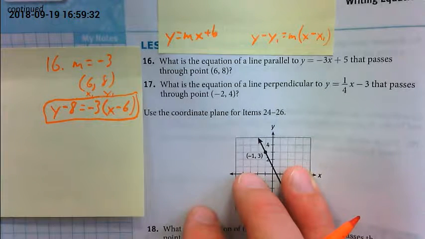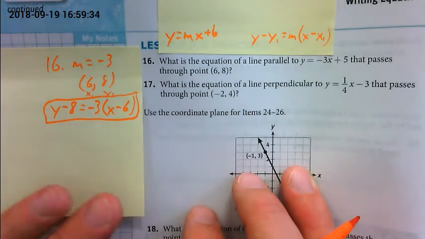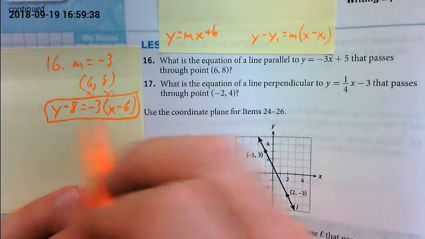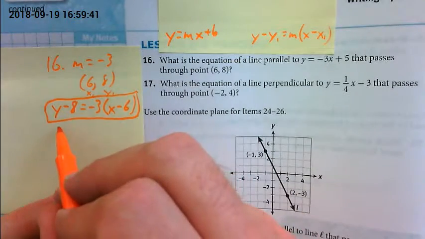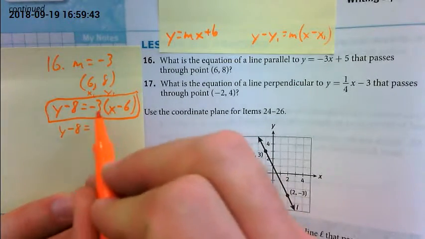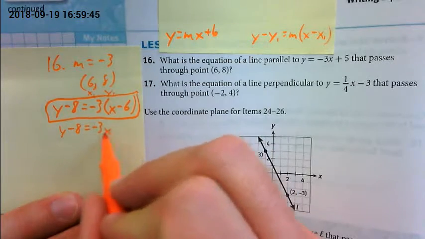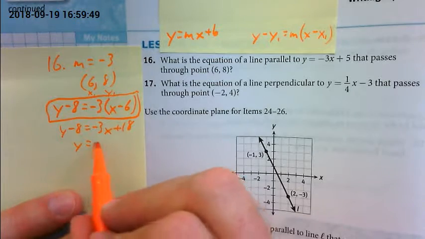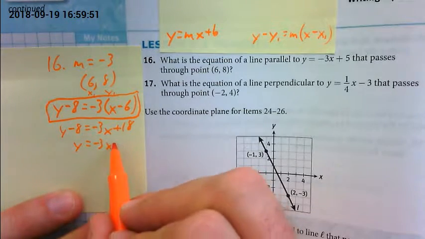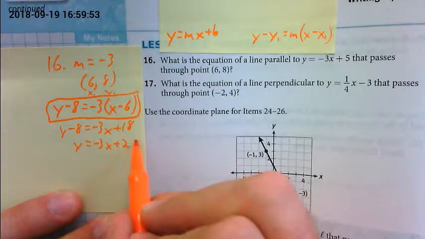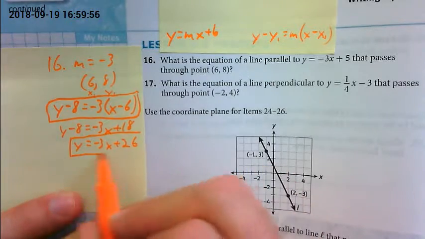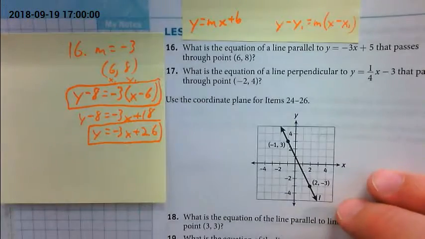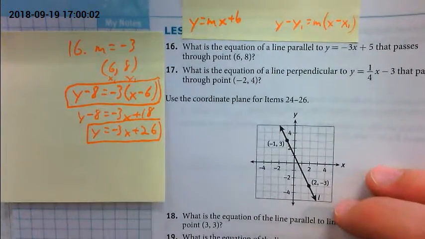You have an answer. If the question asks you to leave it in slope-intercept form, then you could go the extra steps and change this to slope-intercept by solving for y. So if we wanted to, we could first distribute the -3 and then bring the 8 over to the other side by adding, and you get positive 26. And this would also be an acceptable answer. So your answer could be in either of those two formats.